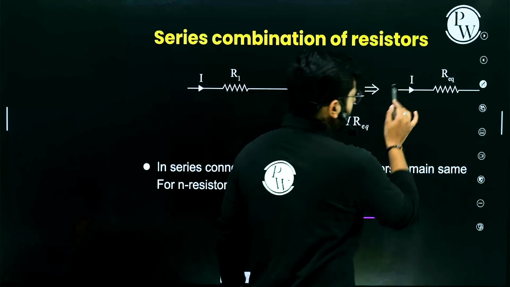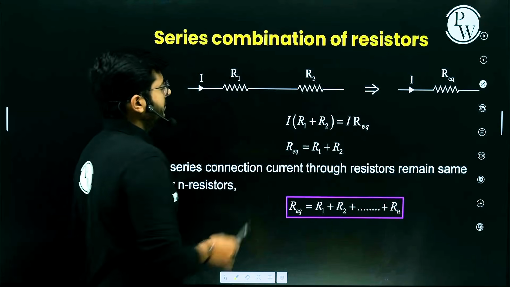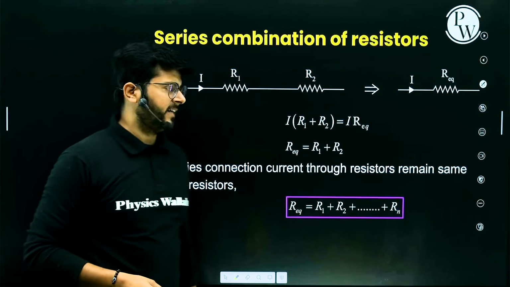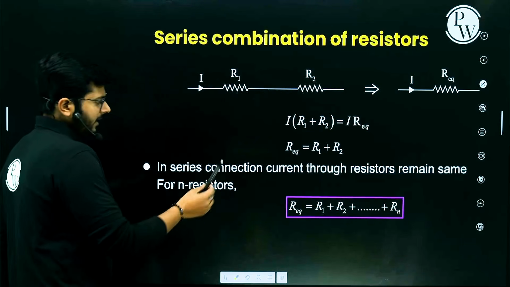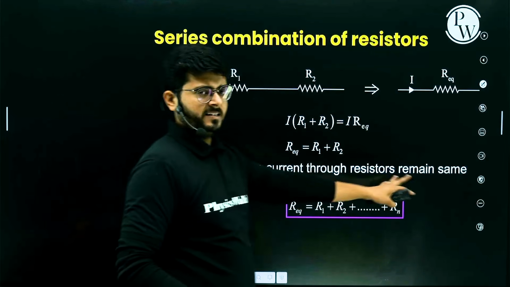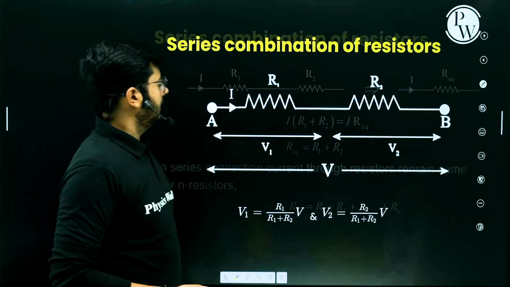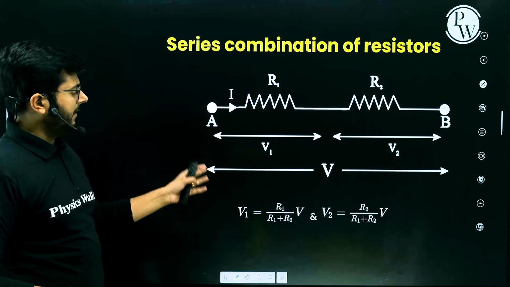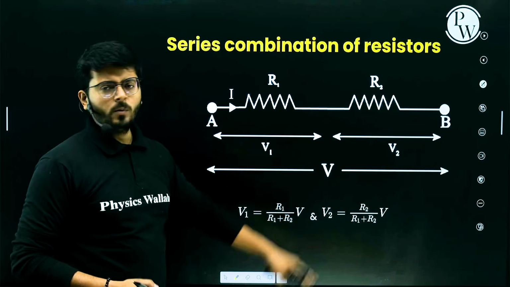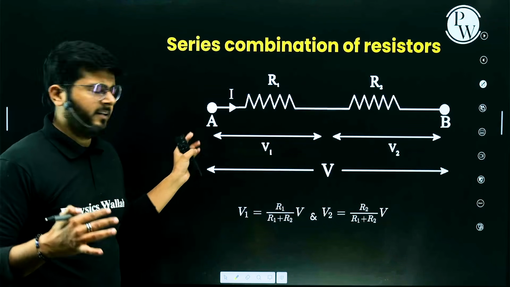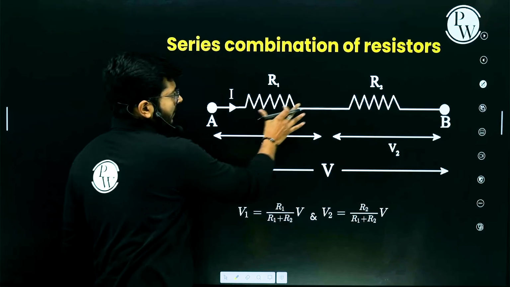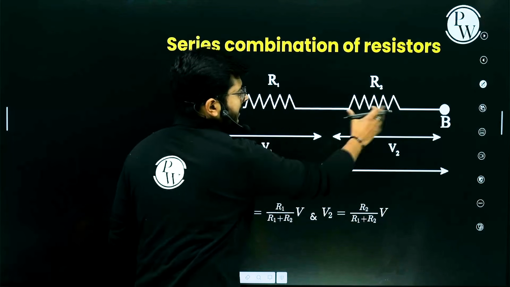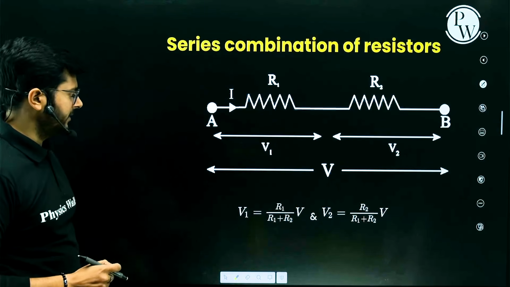So the current is flowing through this one. The net resistance will be simply the summation of individual ones. So R equivalent is R1 plus R2 plus and so on, like this. And whenever we have this series resistance, what happens? The current is the same across all of them, but the potential difference depends on the values of resistances. The potential drop is different across the different resistors.